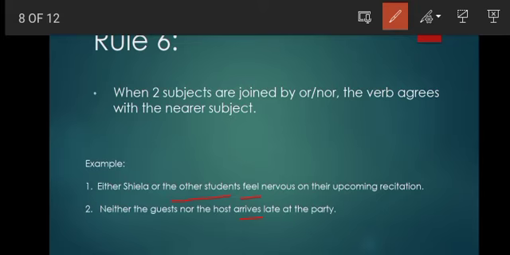Arrives is the verb, and the nearest subject is the host, which is in singular form. So we must use the word arrives, for it is singular as well.